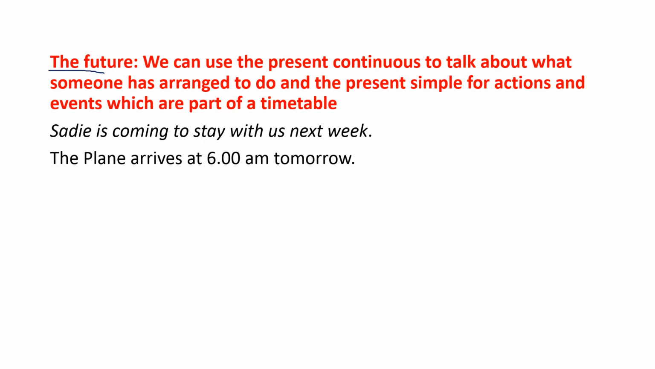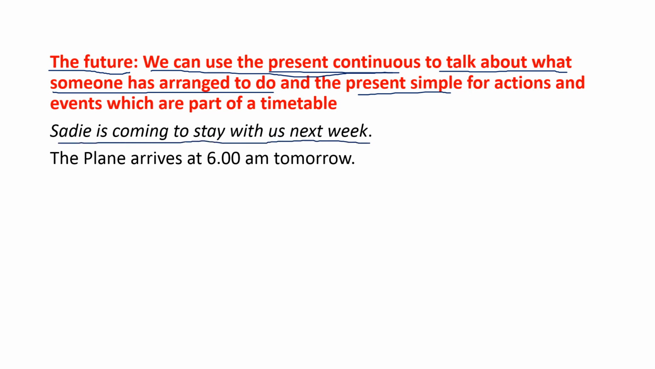One of the things I wanted to tell you about is that we can use the present continuous or the present simple to refer to the future. But we use the present continuous to talk about what someone has arranged to do. So if you plan to do something in the future, in this case, you use the present continuous. Let's look at this example. When you say, Sadi is coming to stay with us next week, this is a plan. This is an arrangement. That's why we use the present continuous to refer to the future.